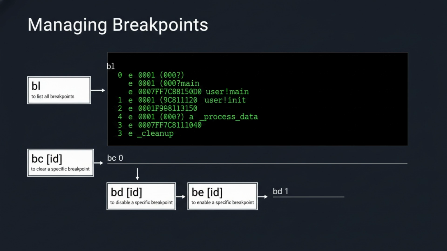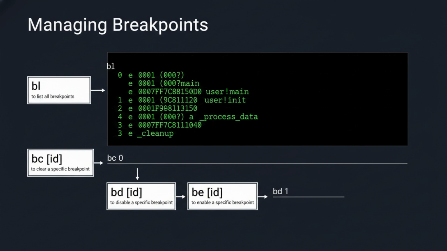WinDbg provides straightforward commands for viewing, clearing, enabling, and disabling breakpoints. To see a list of all currently active breakpoints, simply type BL into the command window. This will display each breakpoint with a unique ID, its address, and its current status.